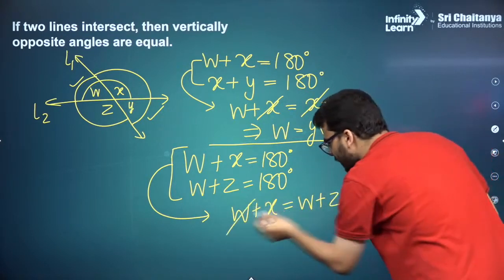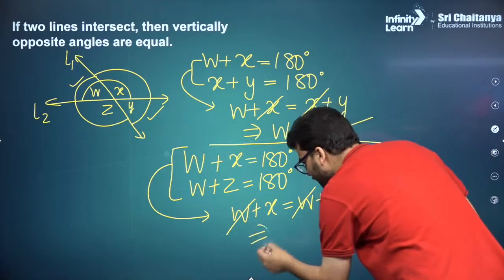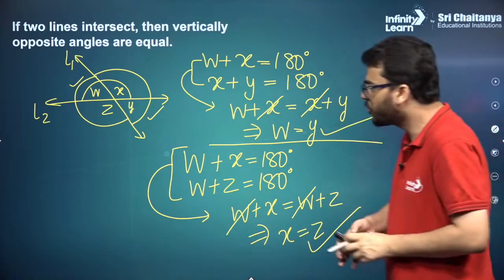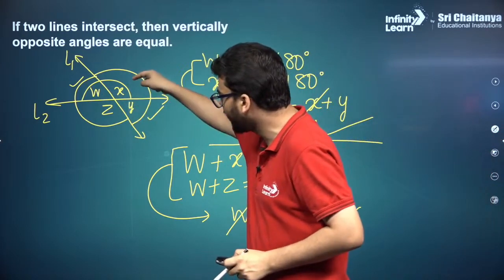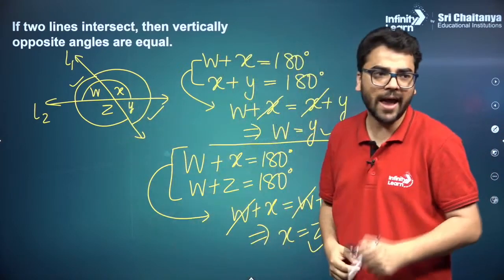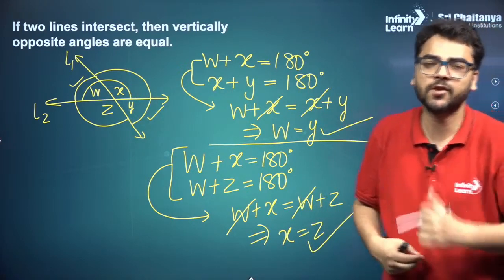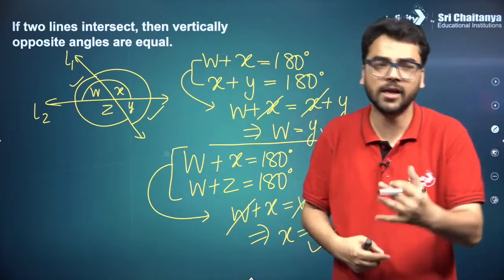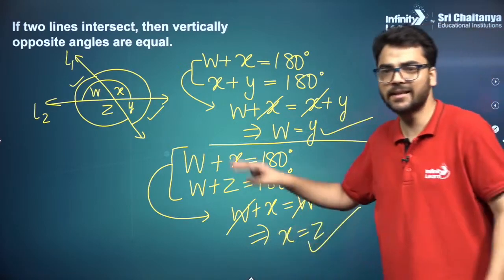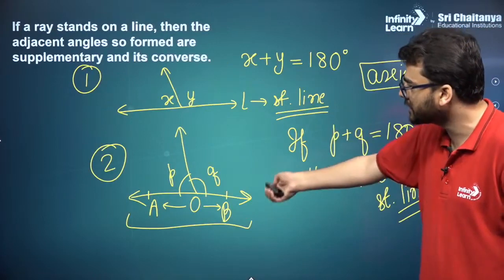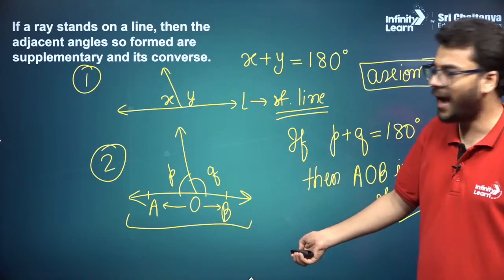So I can cancel out W and W. So can I not say that X is coming out to be equal to Z? So have we proved that W is equal to Y and X is equal to Z? So have we proved that both the pairs of vertically opposite angles, when a pair of straight lines intersect, are equal? I hope it is clear. This is a theorem. This is not an axiom, but the previous statement, that was an axiom. You cannot prove it. I hope it is clear.